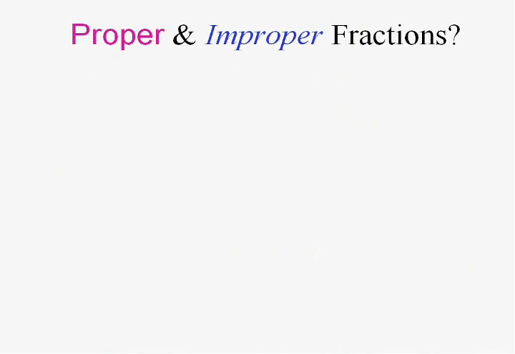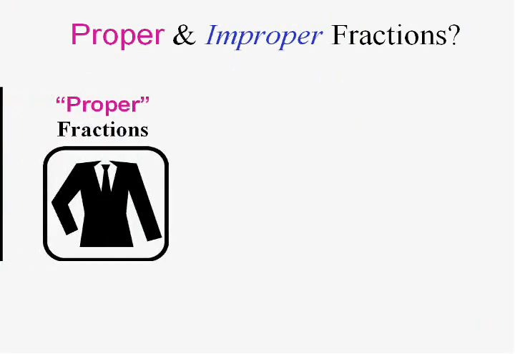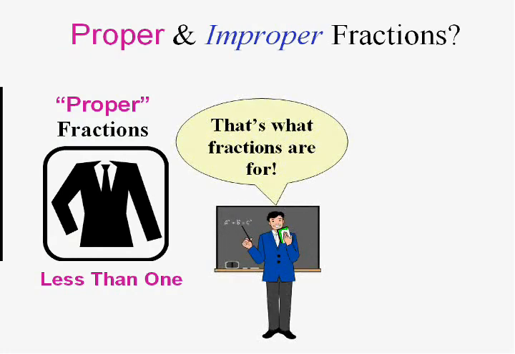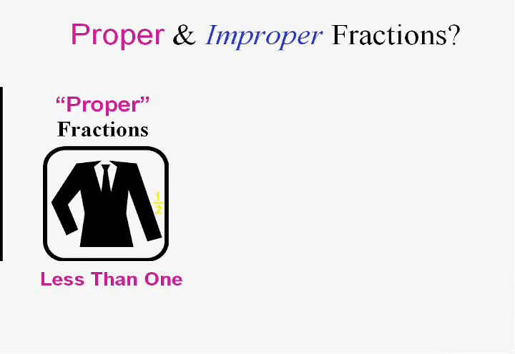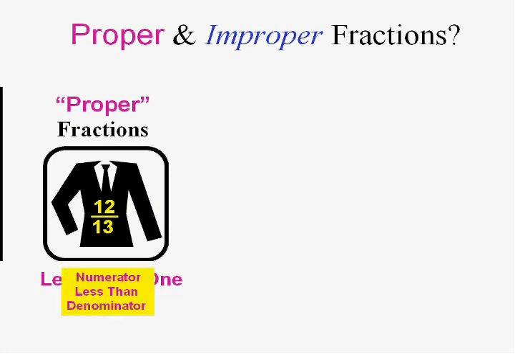A proper fraction is a fraction that is less than 1. That's probably what you're used to seeing as fractions. For instance, 1/2. What makes it proper is the numerator is less than the denominator. Note that in 3/8, the 3 is less than the 8, so it's less than 1, because 8/8 is 1. 12/13 is a proper fraction, because the numerator is less than the denominator.